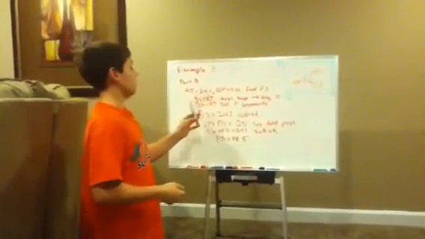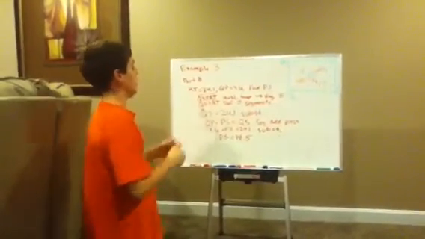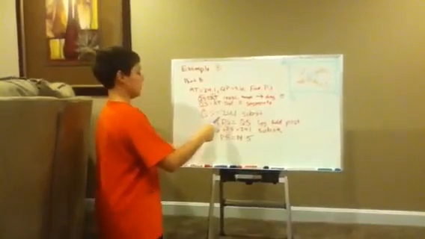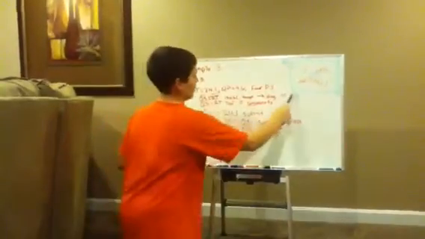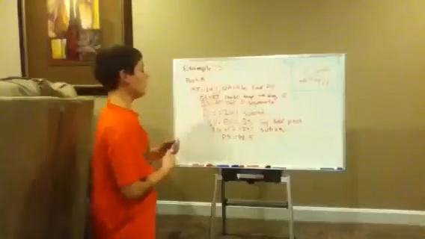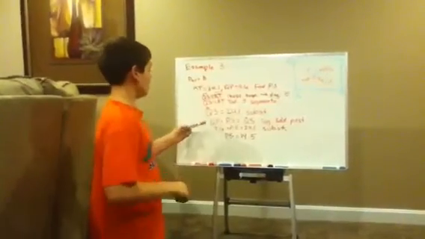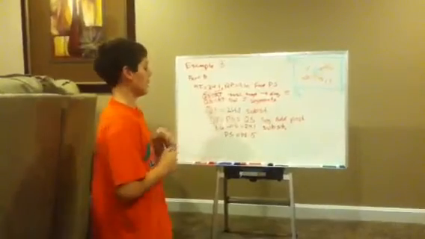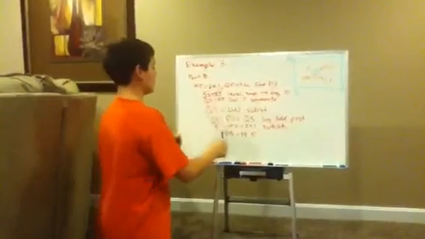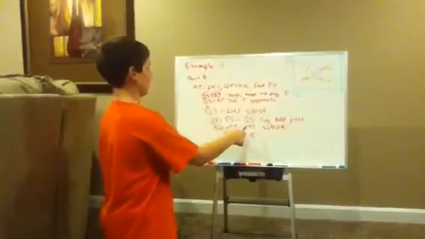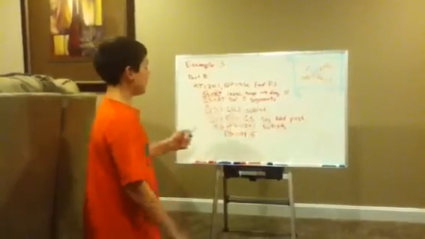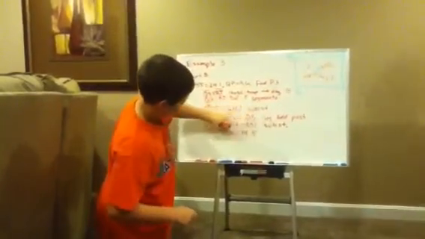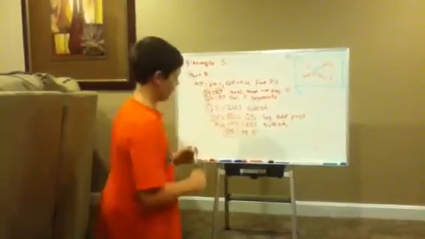QS is equal to RT by definition of congruent segments. QS equals 24.1, so this segment right here equals 24.1 by substitution. So QP plus PS equals QS by the segment addition postulate. 9.6 plus PS equals 24.1 by substitution. So therefore, PS equals 14.5.